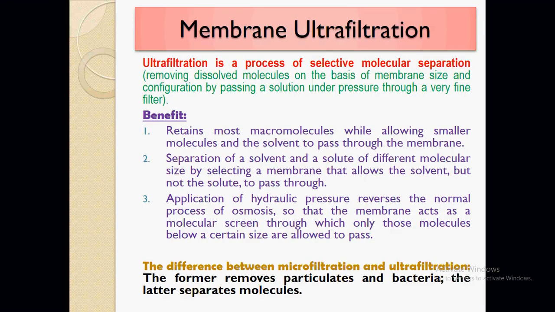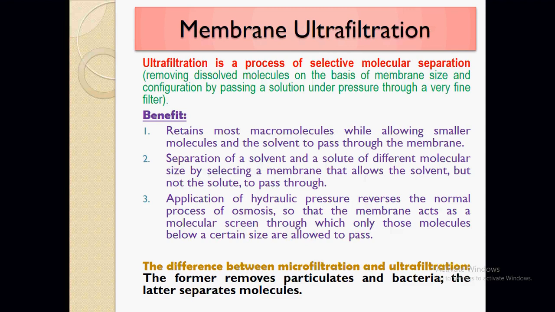Now we will talk about something called membrane ultrafiltration, and I mentioned it in the first lecture. We said there is membrane filtration and membrane ultrafiltration. Ultrafiltration is a process of selective molecular separation, removing dissolved molecules on the basis of membrane size and centrifugation by passing a solution under pressure through a very fine filter. What is the difference? I want to separate the material on the basis of its molecular size. This is usually used for proteins, and so on.